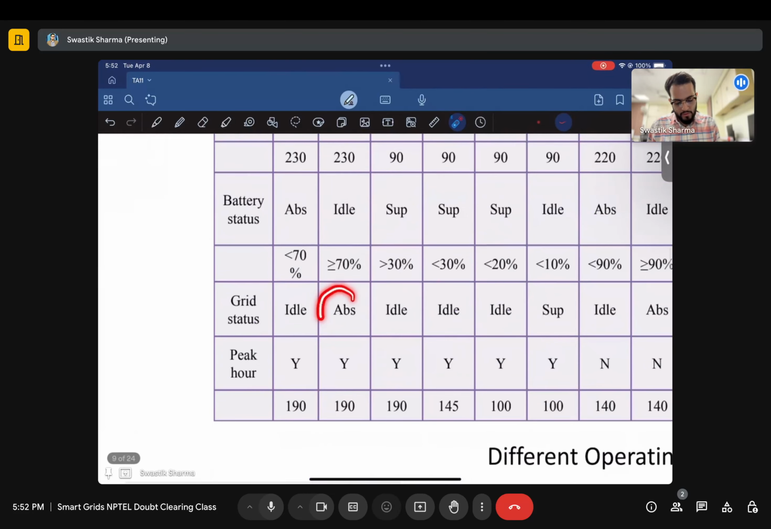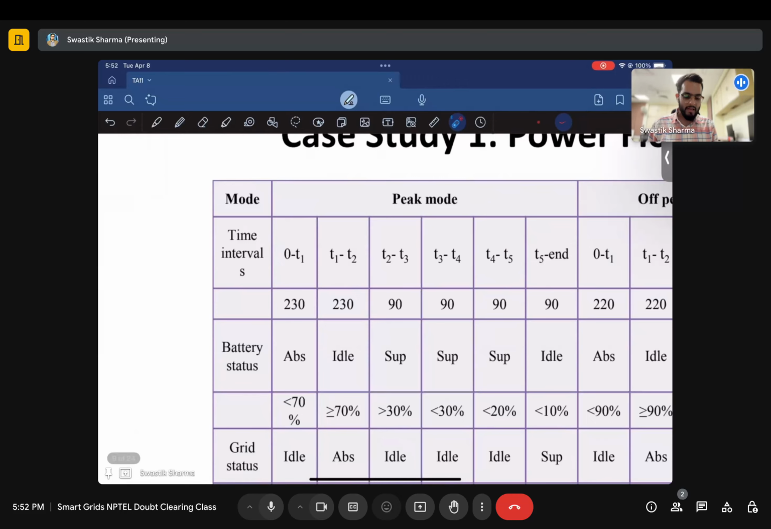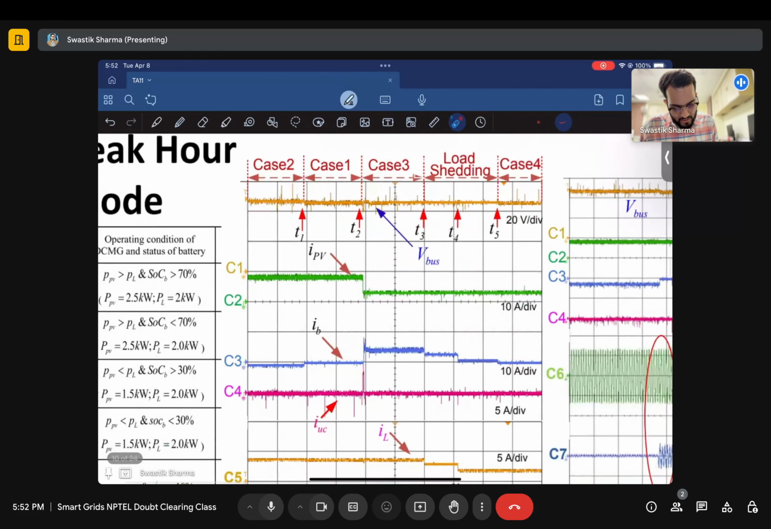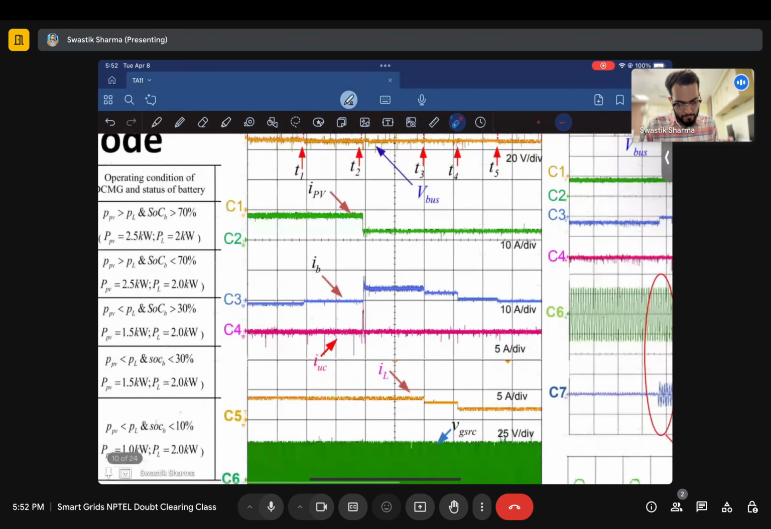Now your grid will absorb power because you have excess generation available and there is a peak mode. When there is a peak mode, the grid won't supply you power to charge your battery if you have excess generation available. But if you have a fully charged battery, you can supply that excess generation. The PV continues generating what it was. The battery moves to zeroth level, this C3 where this is connected.